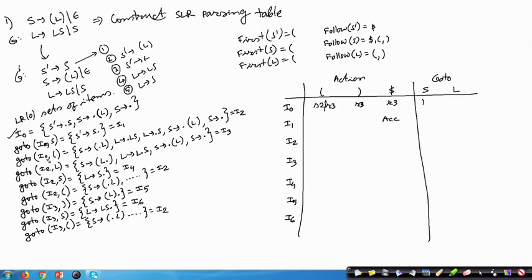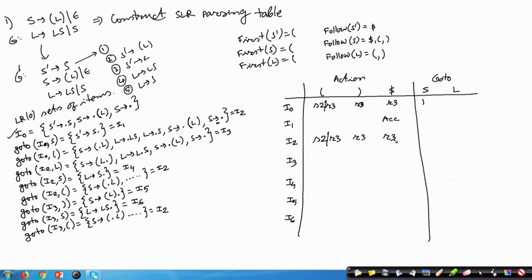Now, the set I2. The set I2 has got a dot before open parenthesis, so I should be doing a shift operation on I2 open parenthesis. This should be a shift, and I2 on open parenthesis is I2 only. So, this is shift 2, and again I have got this rule S producing dot, so reduce by 3 will also come, reduce by 3 here, and here also there will be reduce by 3.